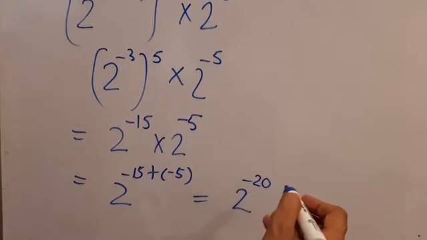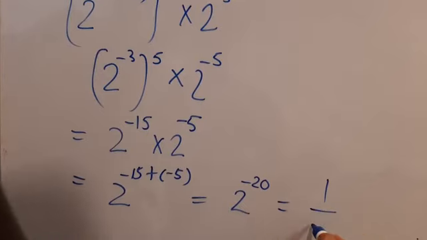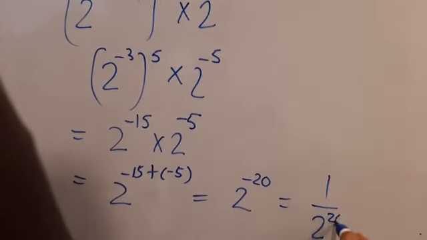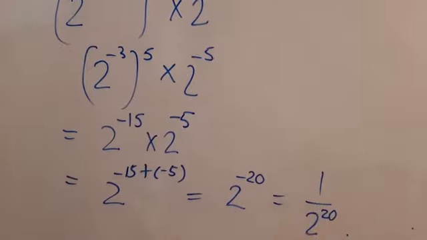But if you have to write the answer in positive power, you can write it as 1 upon 2 raised to power 20 in the denominator. So this is the result.